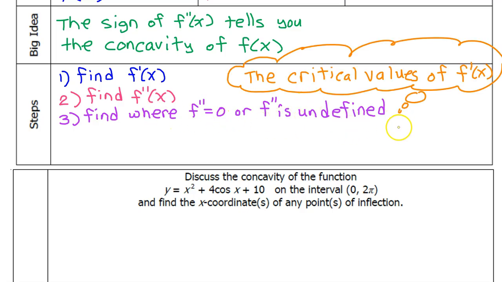Technically, these values are the critical values of f prime, but nobody calls them that. We usually save this phrase for when we're talking about the critical values of f, and that would be where f prime is equal to 0 and where f prime is undefined.